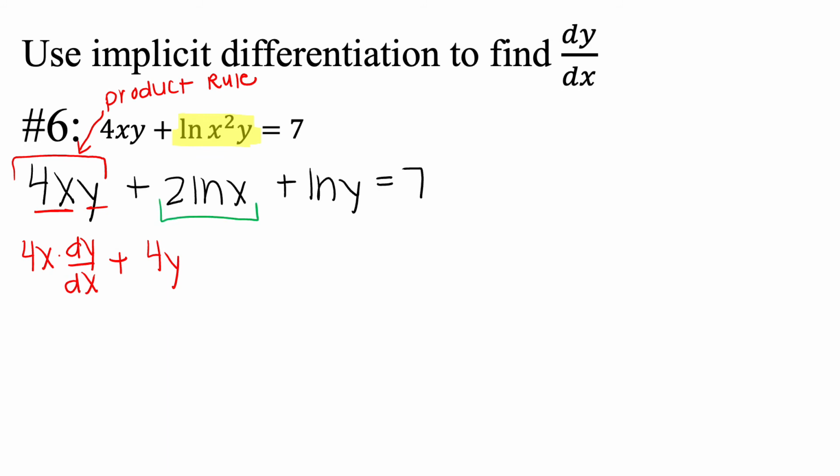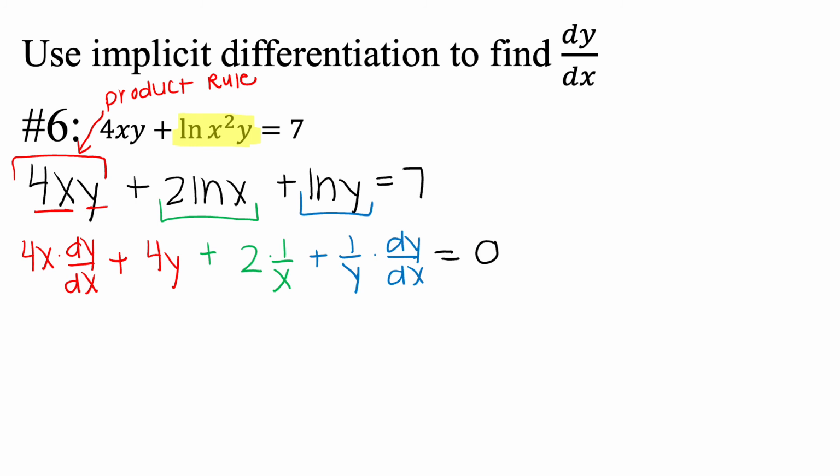So when we differentiate 2 times the natural log of x, that positive 2 is a constant multiple that's going to stay. And remember, the derivative of the natural log of x is just 1 over x. When we take the derivative of the natural log of y, the derivative is 1 over y, but because it's not an x, we need a dy/dx. And then the derivative of 7, because it's a constant, is just equal to 0.